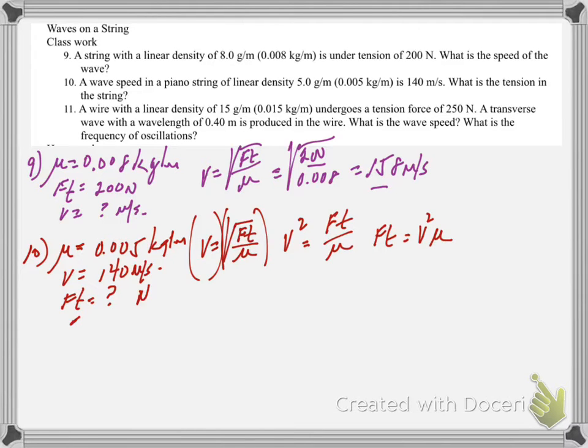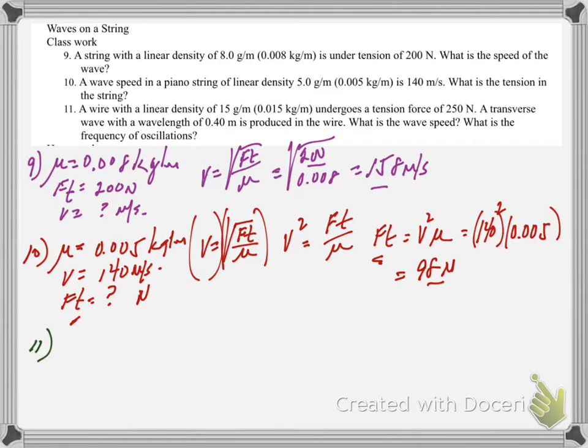Now that we have tension all by itself, we can plug in our numbers. So velocity is 140, and remember, that needs to be squared. And then we have to multiply that by mu, linear density, 0.005. And when we work out those numbers on our calculator, we get 98 newtons. Number 11.